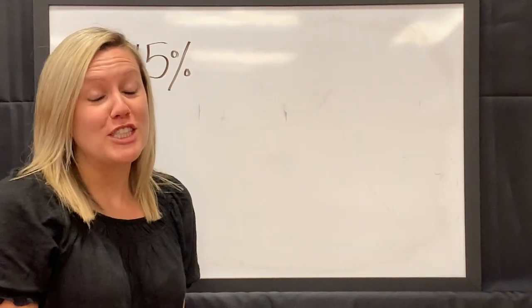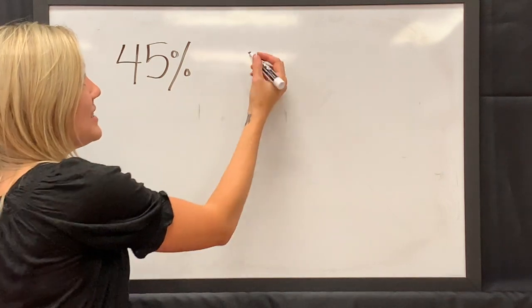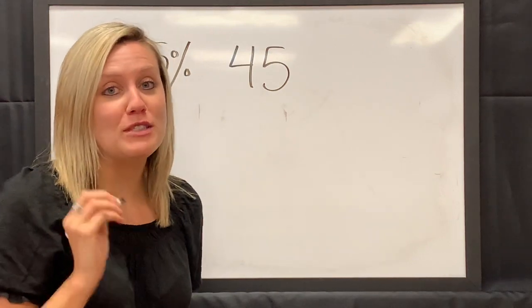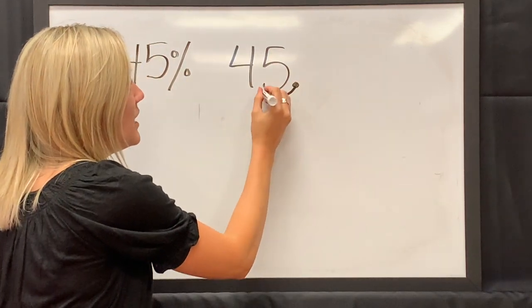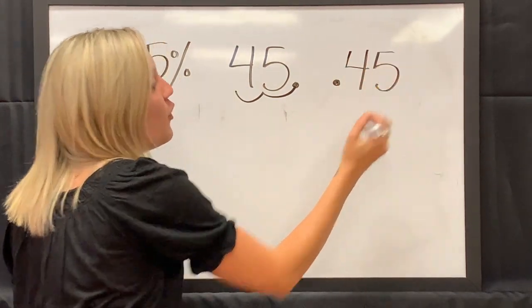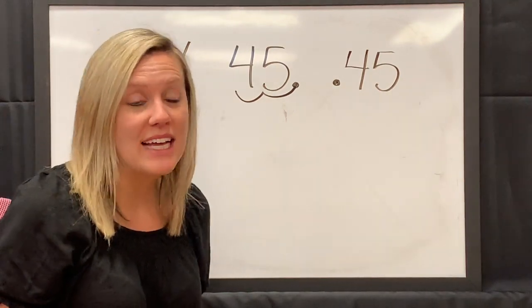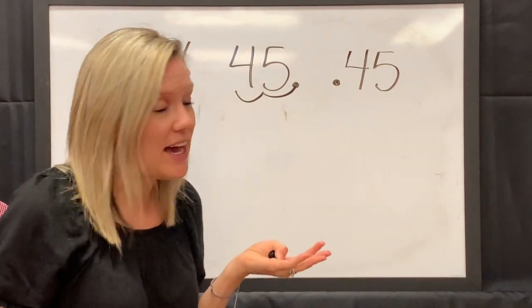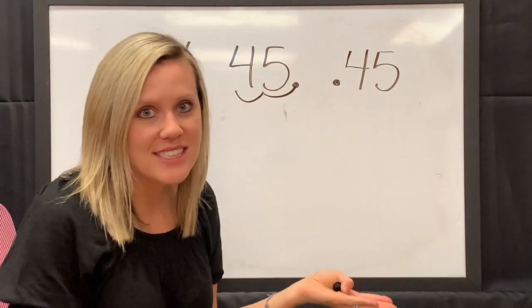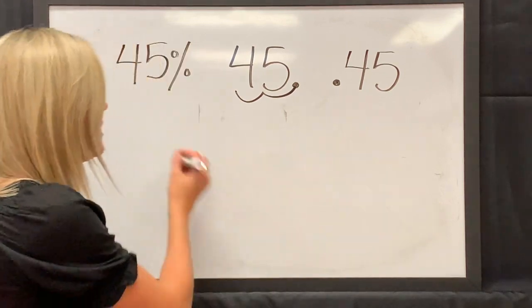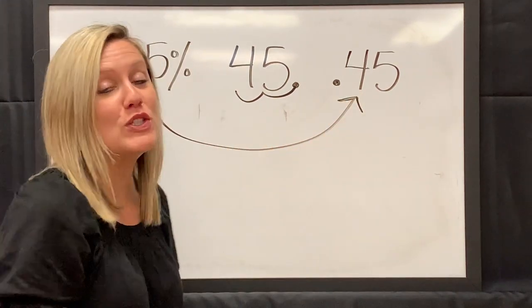Let's keep practicing. Here we have 45%. So my first step is I'm going to get rid of this percent sign and just write 45. And then I'm going to move my decimal again 2 spots to the left. So here's my decimal, 1, 2, and I'm going to be left with 0.45 or 45 hundredths. And this makes sense because 45% is almost half, right? Because 50% would be half. 45 cents is almost 50 cents, which is half of a dollar.